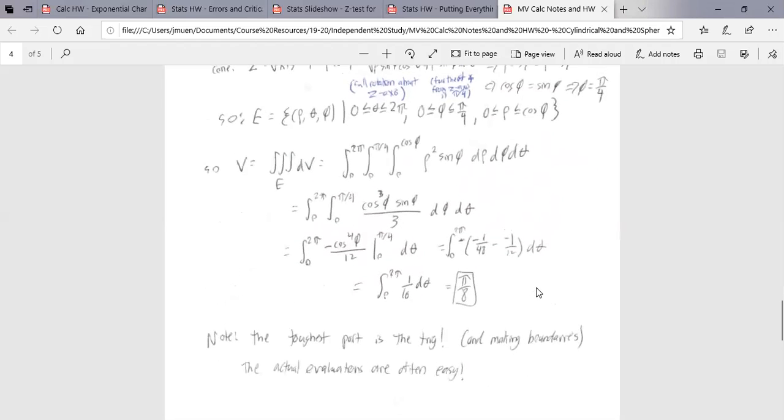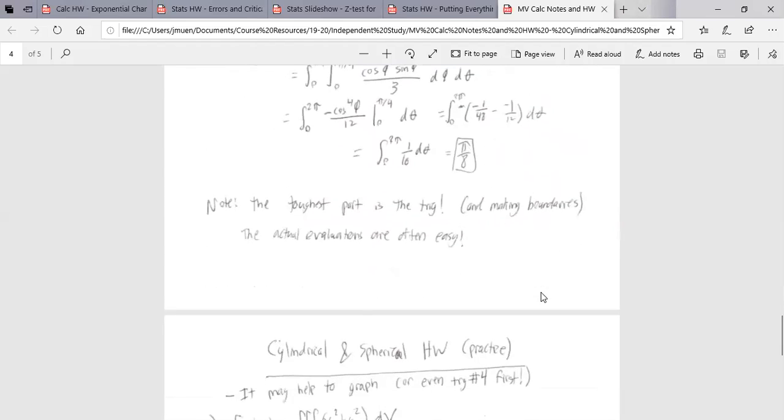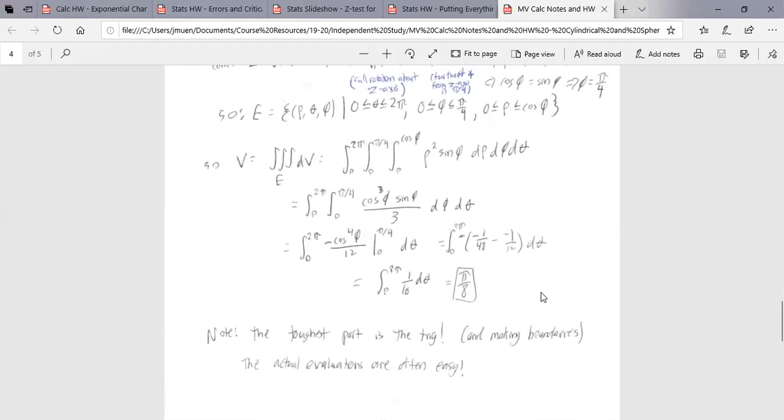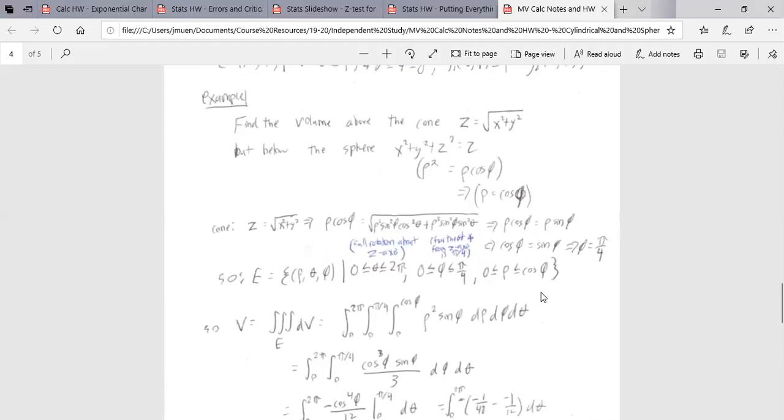So the thing to notice here is that the hardest part of this entire problem is the trig, right? The hardest part was making sure that we didn't make mistakes in setting up what we are actually trying to evaluate.